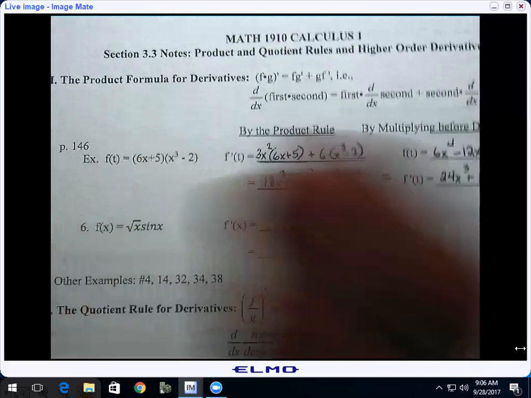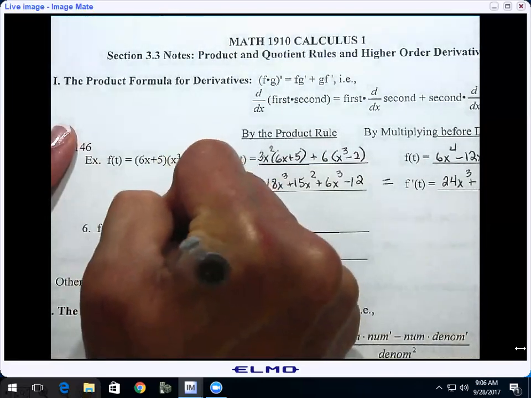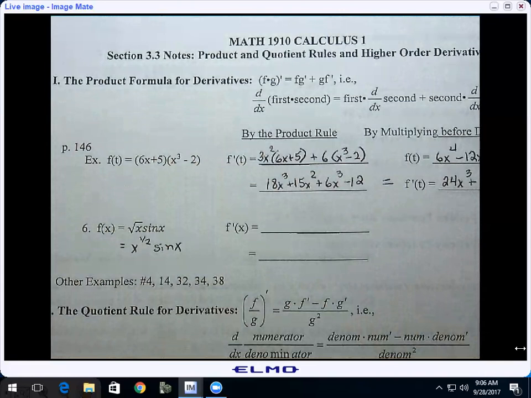I would take the step of writing that square root of x as x to the 1/2. And that's just rewriting the function. I haven't done any calculus yet. I just rewrote the function in a different way. But now I'm ready to take the derivative.